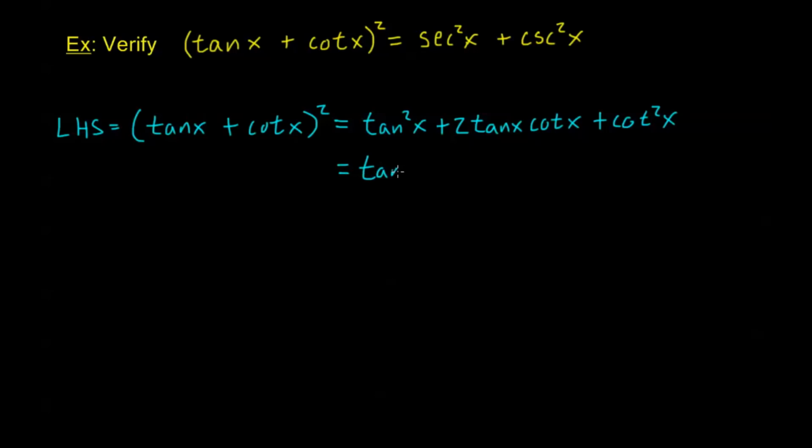Let's leave this tangent squared x alone for now. I have 2 tangent x cotangent x. Now take a minute to think about what tangent x times cotangent x equals. Tangent is sine over cosine, cotangent is cosine over sine, or perhaps an easier way to think about it is, we know cotangent is 1 over tangent. In any case, tangent times cotangent is always just equal to 1. So this is just 2 times 1 plus cotangent squared x.